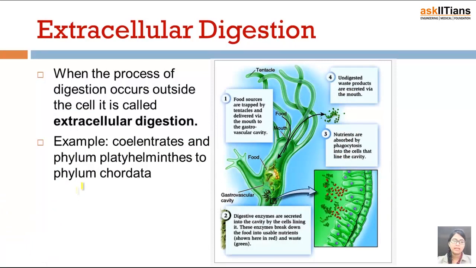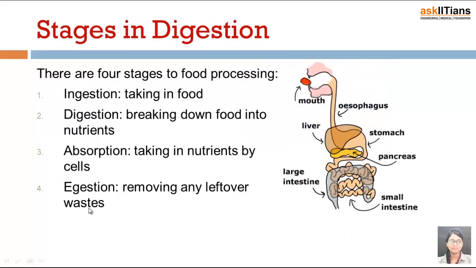Extracellular digestion. It is the digestion in which the process of digestion is occurring outside the cell. Look into the diagram. This is an example of Hydra. So this diagram is showing digestion in Hydra. Examples: coelenterates, phylum Platyhelminthes and phylum Chordata.